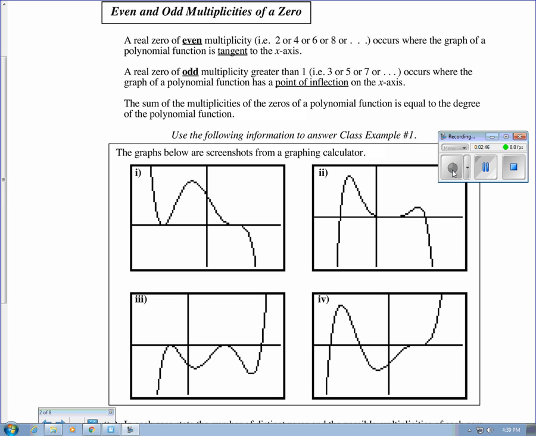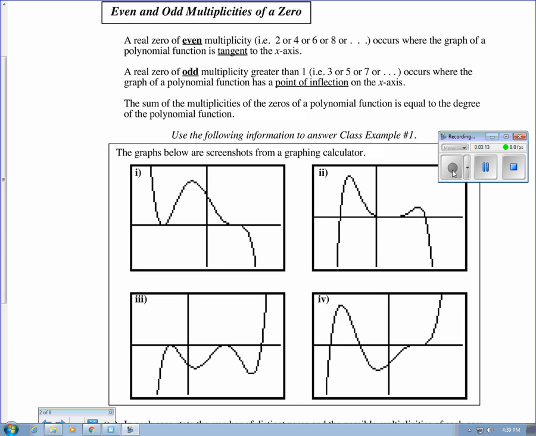If I have even multiplicity 2, 4, or 6, I'm going to get tangents or maximums at the points on the graph. If I have odd multiplicities greater than 1, 3, 5, 7, or etc., I'm going to have that point of inflection or the slide. So we want to take a look at what's happening to our graphs. We've got 4 different graphs to look at.